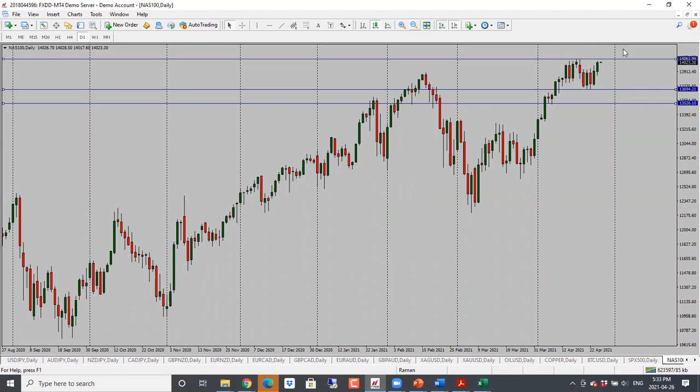Nasdaq here, same thing. It is overall still in a range, and that's why we have that neutral. But we are coming into the earnings season here for tech companies, so this one could definitely push through this resistance. So neutral to bullish bias here. In terms of our targets, first target is 14,000, and then we are looking at 14,200. So bullish bias here for Nasdaq.